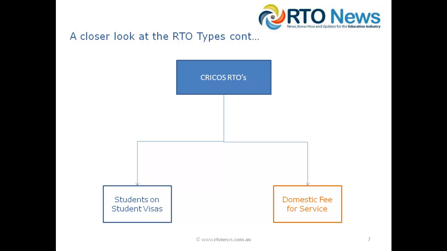There is an extra set of framework and standards known as the National Code 2007 that is part of the ESOS Act that CRICOS RTOs must adhere to. It is possible to have a CRICOS college that also delivers training and/or assessments to domestic, non-funded students as well.